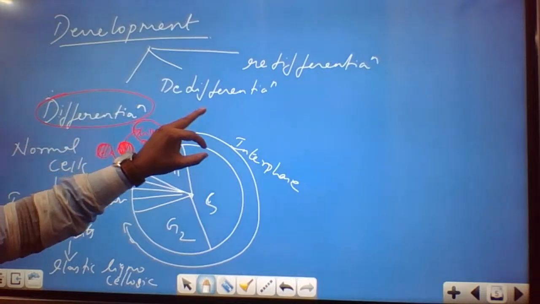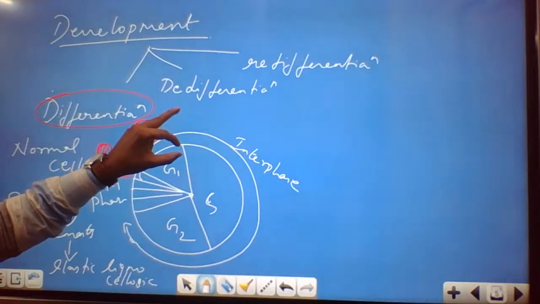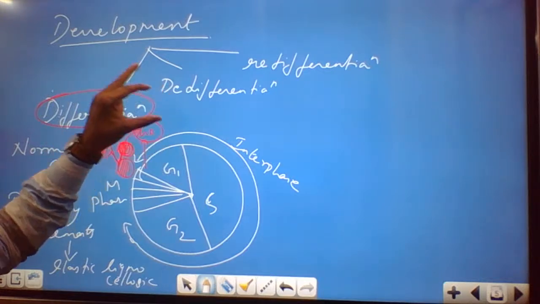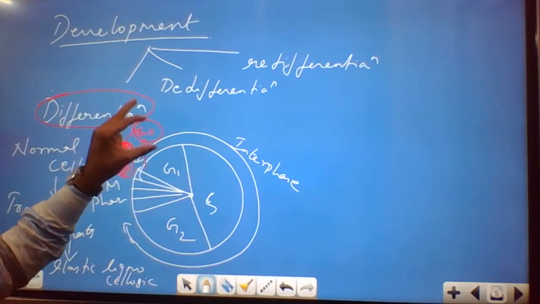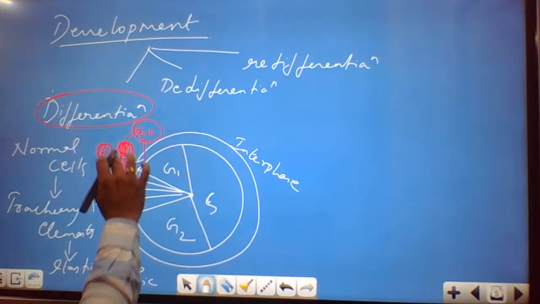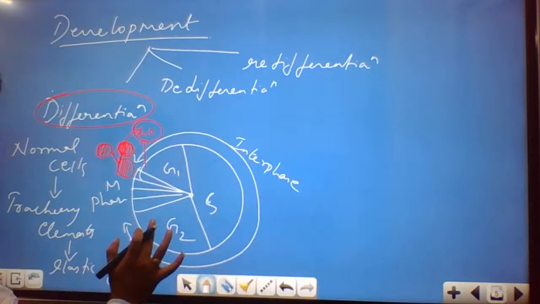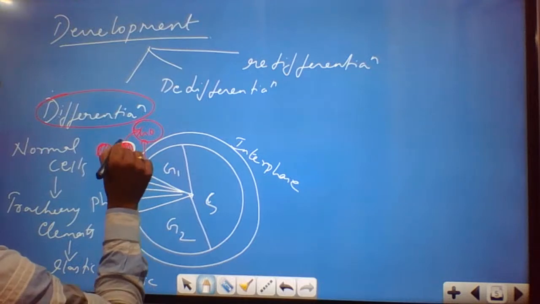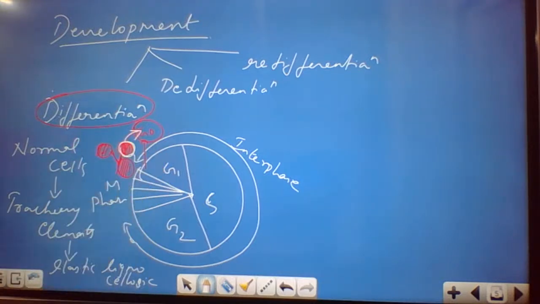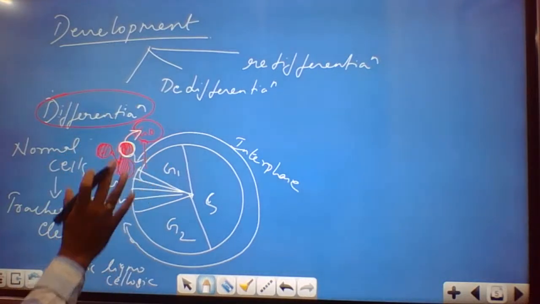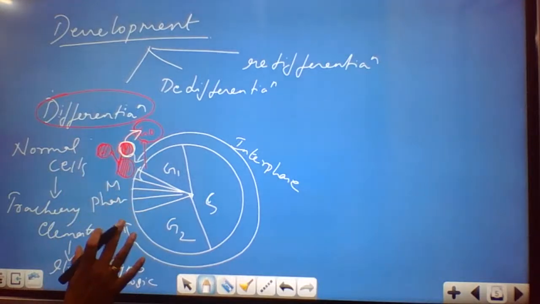But what is de-differentiation? In de-differentiation, cells that are capable of dividing regain the capacity of division under certain conditions. It means they will not go back to interphase again. Instead, some cells go to the G0 phase, and there they become specialized cells. Understand, guys? In differentiation, the cells have got differentiated.